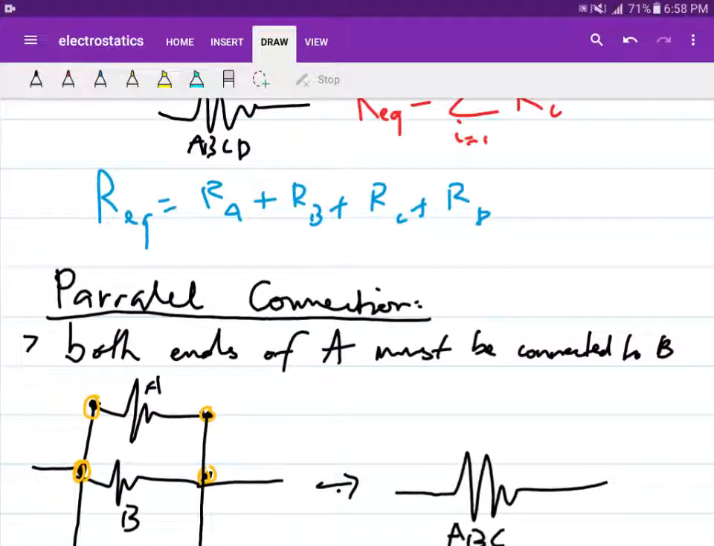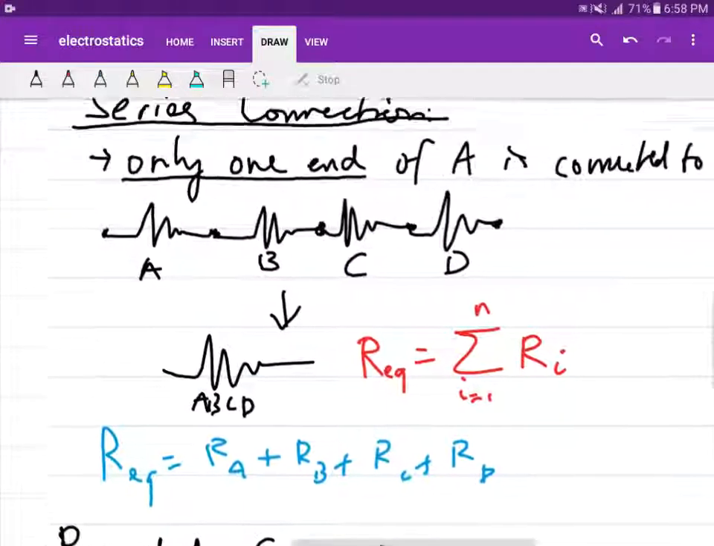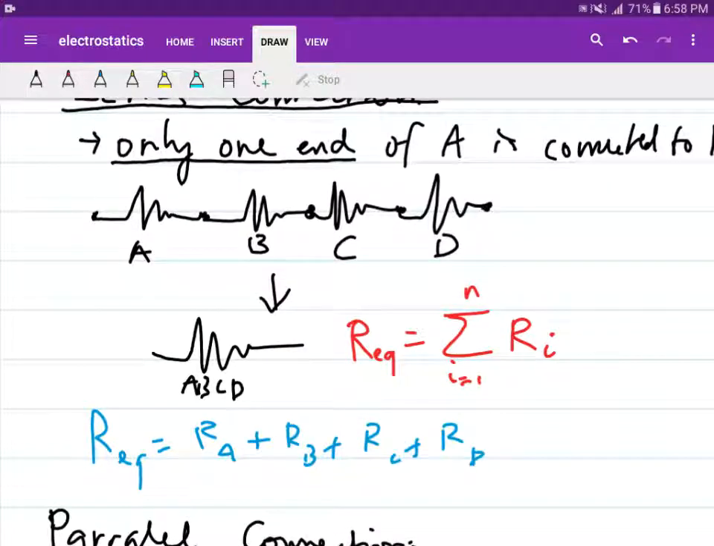There are special properties of series connections and parallel connections, and we are going to talk about that in the next video.